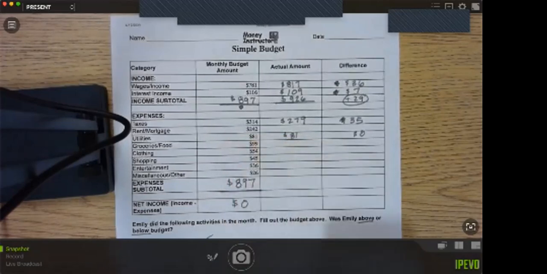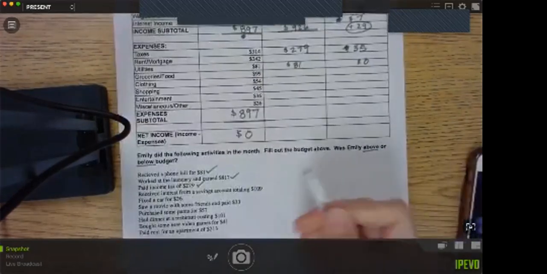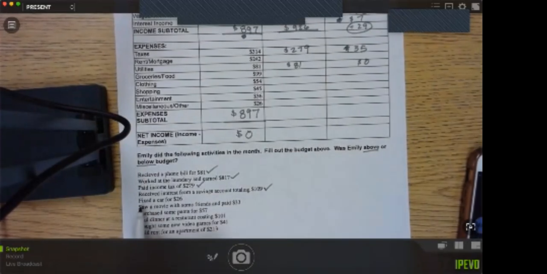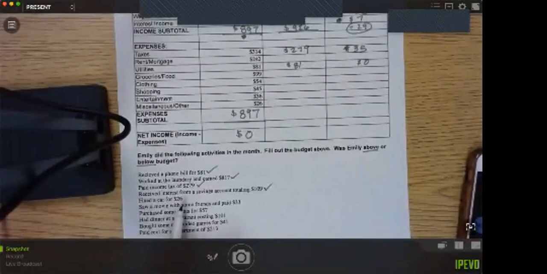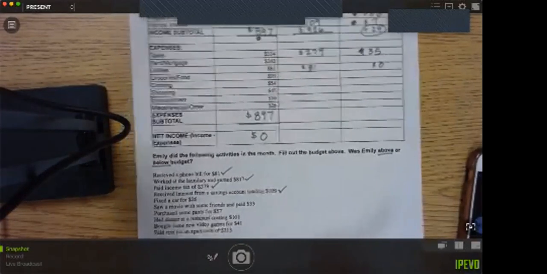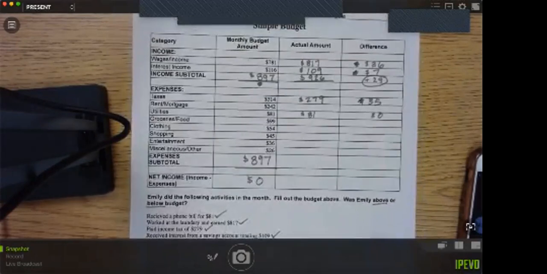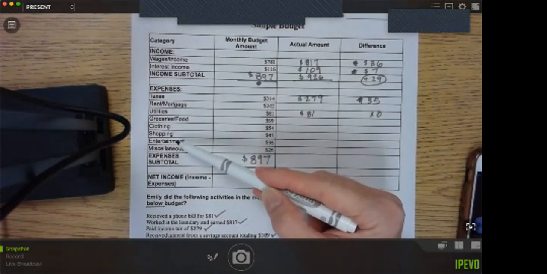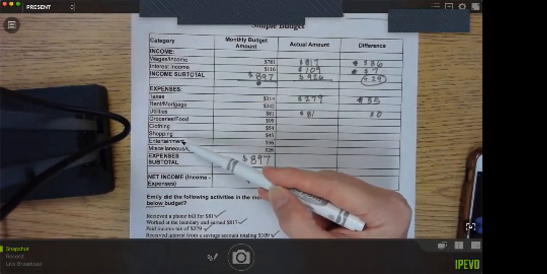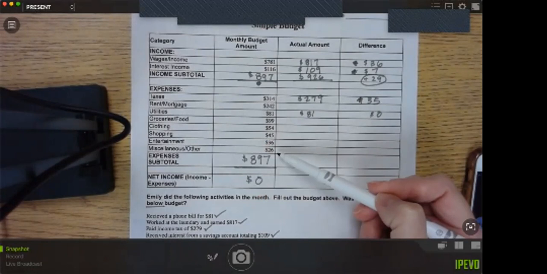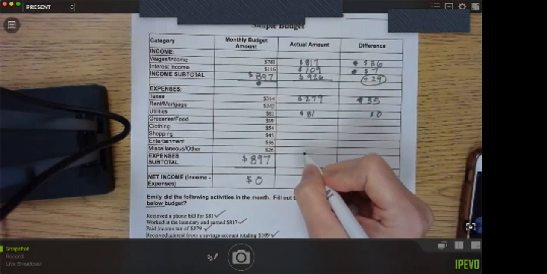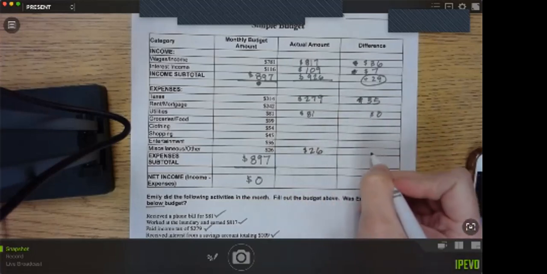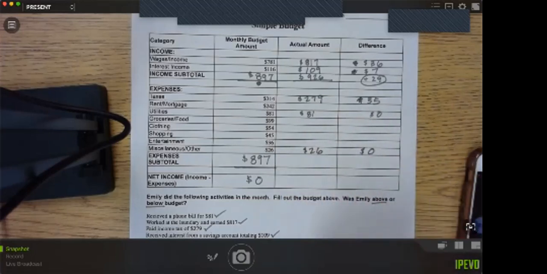Okay, so now, she fixed a car for $26. So if you look here, do you see anything here? I would think this would be under miscellaneous. So miscellaneous, this is where your emergency fund can come in. $26. 26 minus 26 is 0. So far, she's doing good.